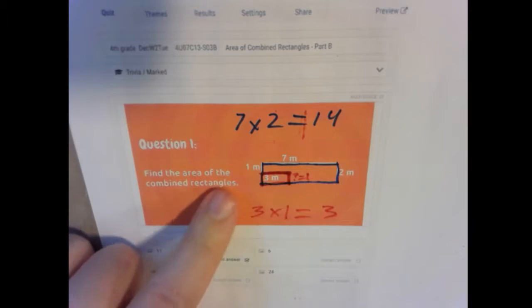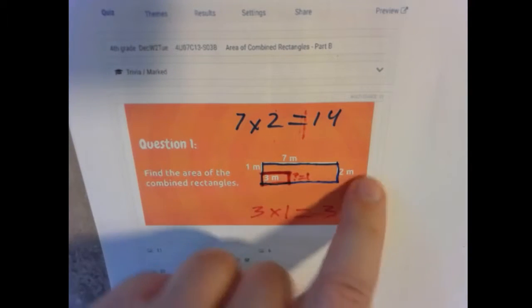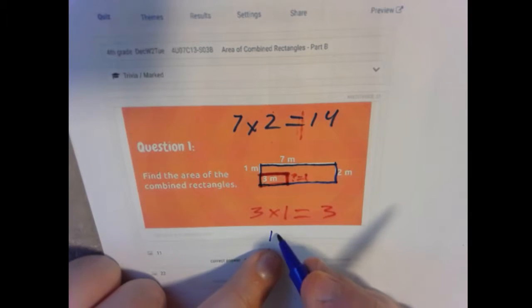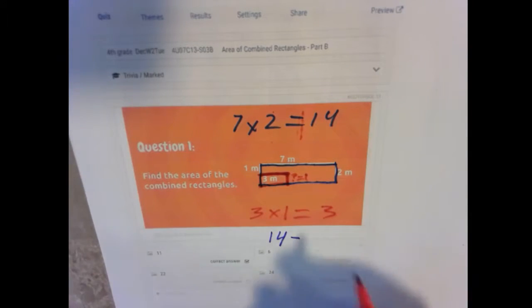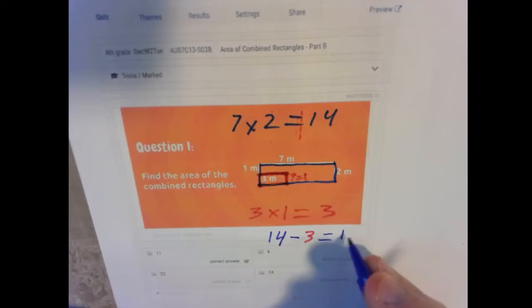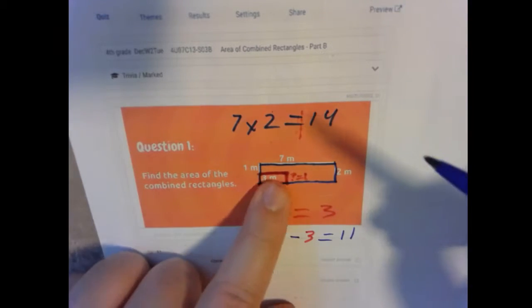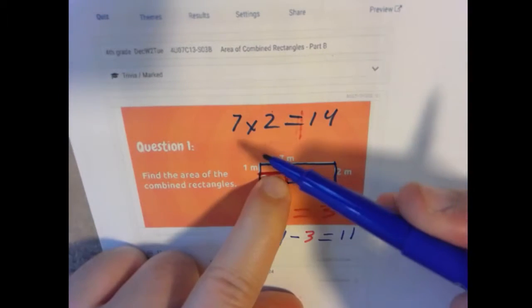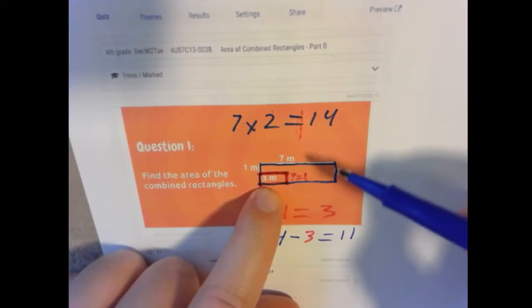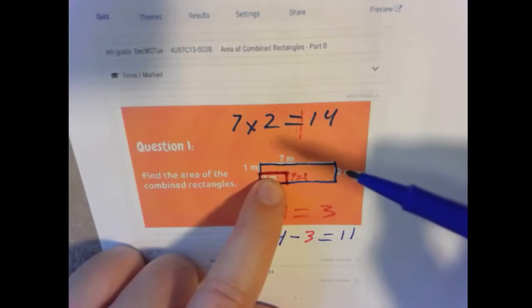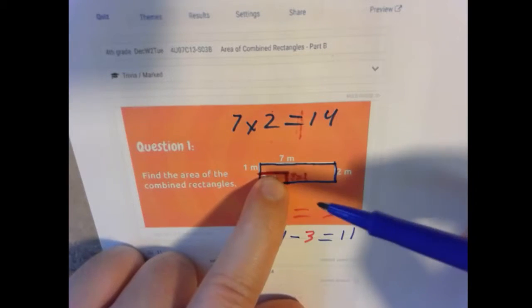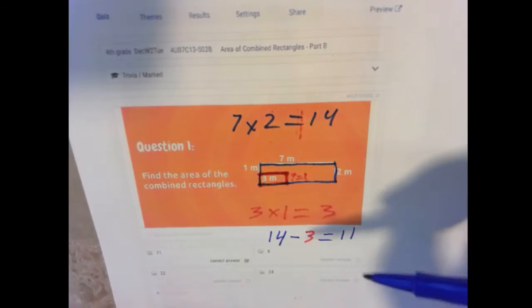So to find the area, we take the whole original blue of 14 and take away the red piece, and that would give us 11. So the area of this shape is 11, right? The total area of the blue used to be 14, then we had this red chunk taken away. So it's 14 minus an area of 3 gives us 11.